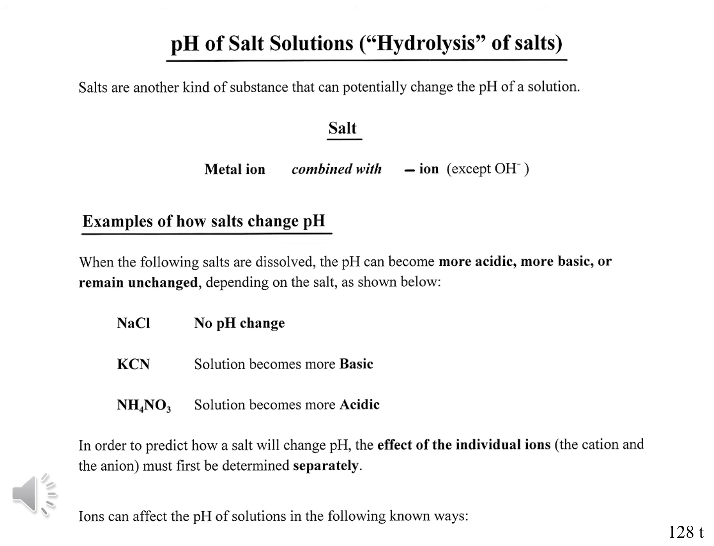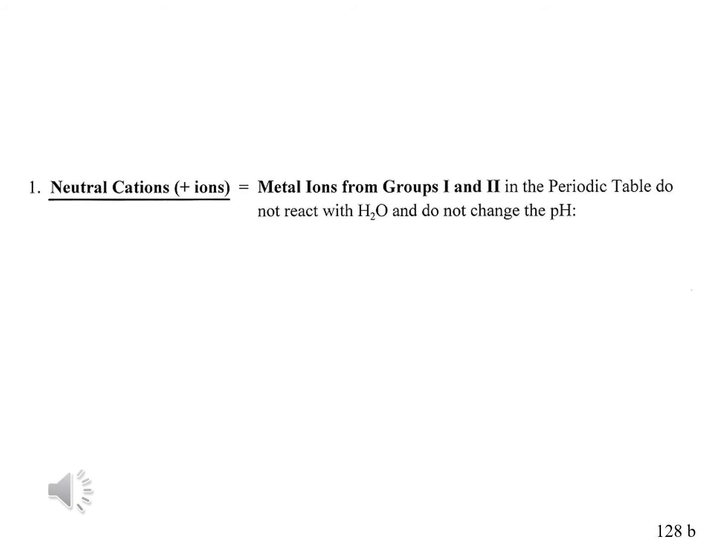We need to explain this, and in order to do that, you have to realize that when these things dissolve in water, they don't stay together, they become ions. And so what we want to do first is look at what positive and negative ions do to the pH of a solution. There are 4 classes of ions that I'm going to describe. It's not very difficult to figure out what they are. There are positive ions that affect the pH and positive ones that don't. And there are negative ions that affect the pH and negative ones that don't.